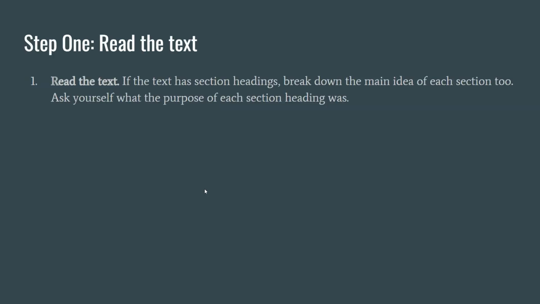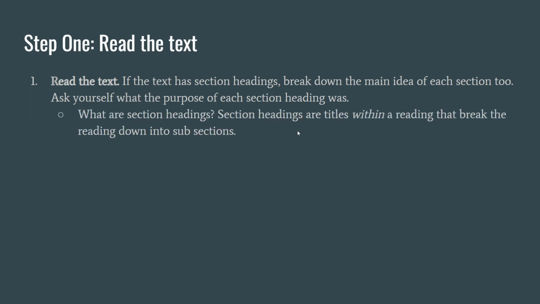Step one, read the text. Read what you were assigned. Usually it's an article. That's usually a good first step for a summary essay, that you were usually assigned a complex or lengthy article. Like I said, if the text has what we call section headings, those are little subtitles with subsections that have titles within the text. A couple of paragraphs usually are in the sections. Break those down to the main idea, meaning what is the main idea of each section too? Ask yourself what the purpose of each section heading was.